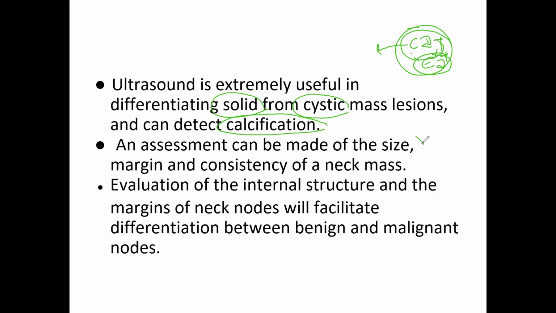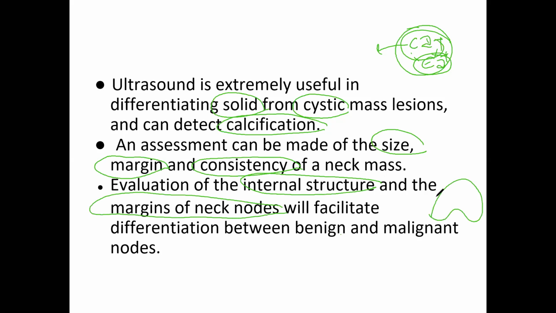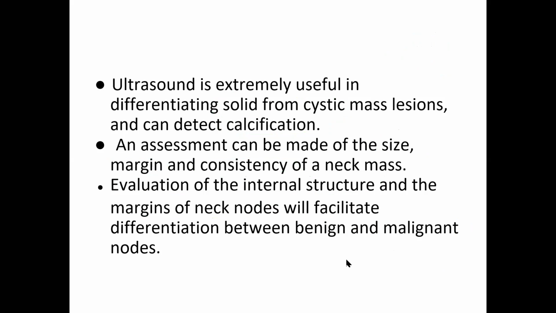And assessment can be made based on the size, number one, margin, number two, consistency, number three, of the neck mass, and evaluation of the internal structures and the margins of the neck nodes. So for the margins of the neck nodes, you could see whether margins are there or not. It can help in knowing whether it is a benign or a malignant one. All these things can be helped with the help of ultrasound. Bone, cartilage, gas cannot be seen, as you could know from the previous slide.